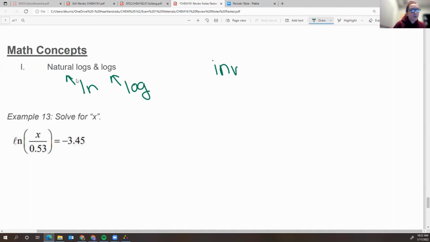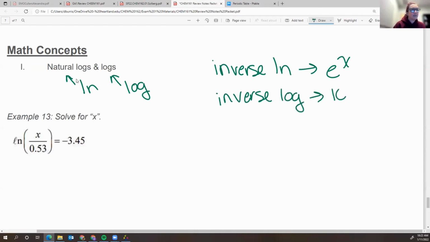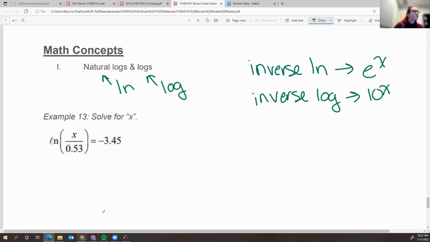You also need to know how to do algebra with them. So you need to know that the inverse of a natural log is e to the x. And you need to know that the inverse of a log base 10 is 10 to the x. So if I gave you this equation and I said solve for x, you should know how to do that. Again, if you need help with this, check out the tutoring center or whatnot.